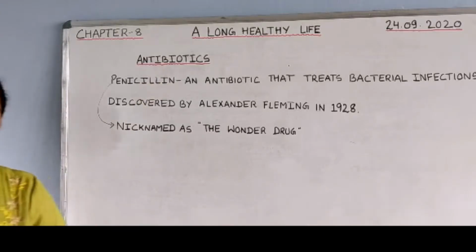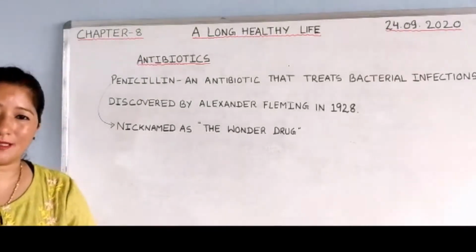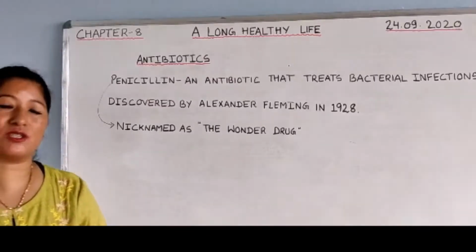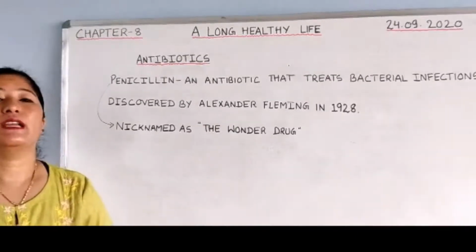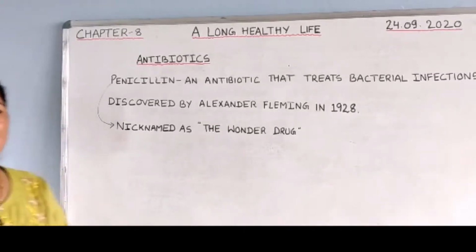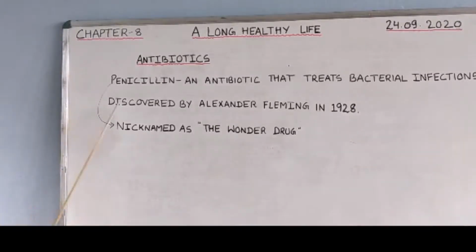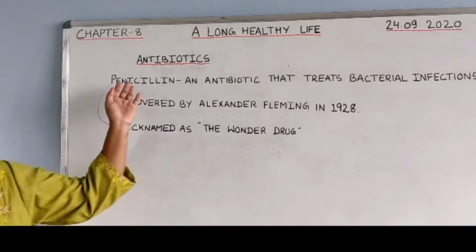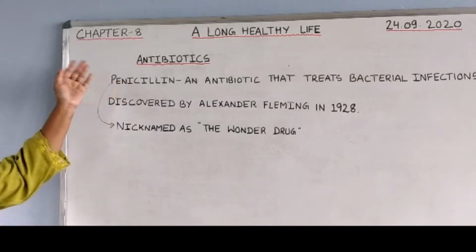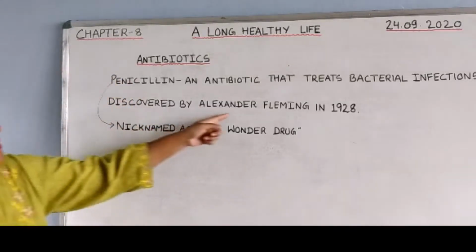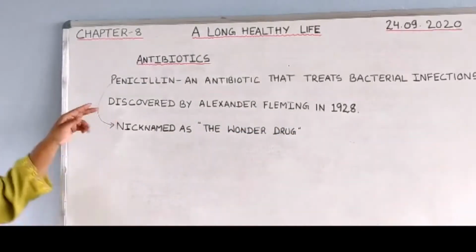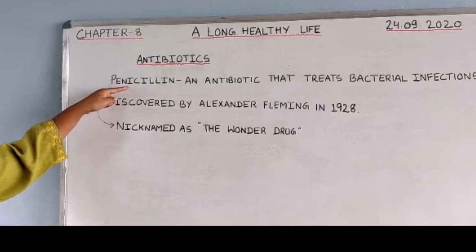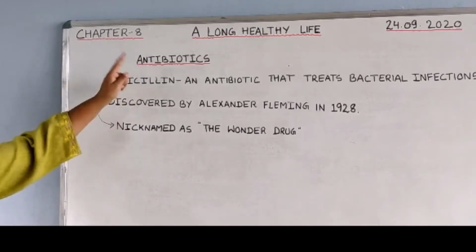Now let's see antibiotics. What is an antibiotic? Usually when you are sick or have a certain infection, you go to the doctor and the doctor will prescribe you an antibiotic. Now let's see about this antibiotic. Penicillin is one type of drug, and it was discovered by Alexander Fleming in the year 1928. He discovered penicillin, a drug which you call an antibiotic.